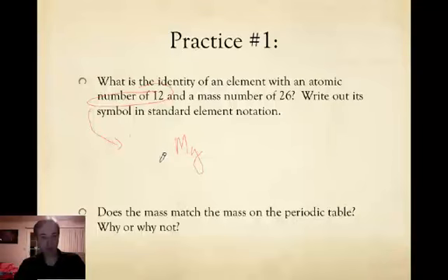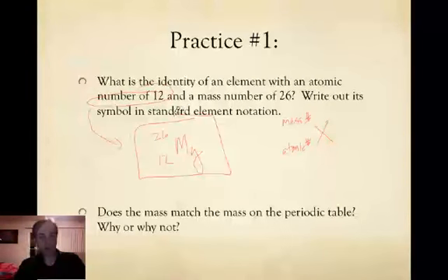Also, we always put the atomic number on the bottom. Standard element notation always has the mass number on top and the atomic number on bottom. So I've put my symbol here, my atomic number is on bottom, my mass number goes on top. So this is my answer. Okay, magnesium-26.